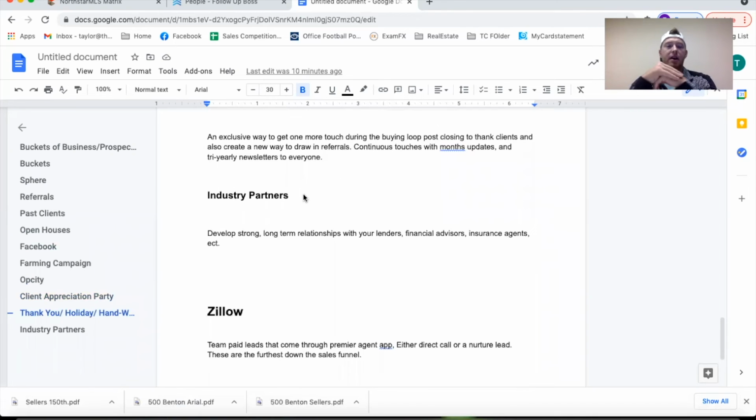Industry partners, guys. This is one of my all-time favorites, because when you develop and grow relationships with industry professionals, people end up being as involved in your business as you are when you partner up with people and have a personal relationship with professionals. One of my personal favorites is lenders and financial advisors. Developing relationships with these folks to pass business back and forth, growing your businesses together, is a very good way to help each other grow. And I'm a firm believer in that. That's a wonderful bucket of business. Keep those relationships solid and make sure you take care of your people.